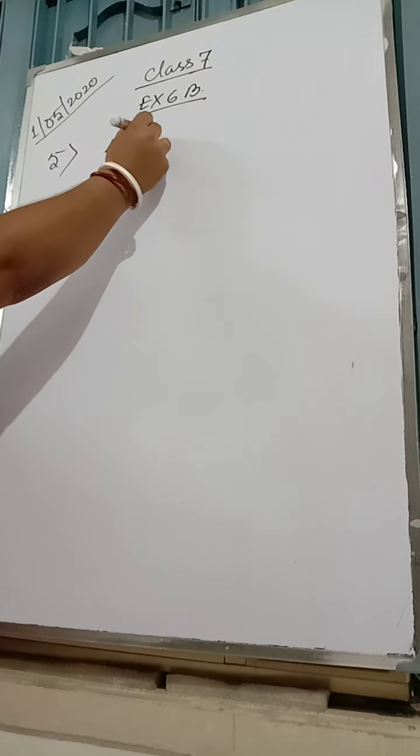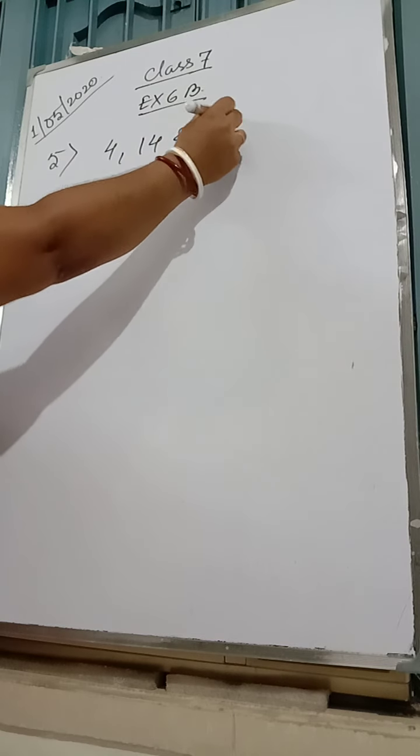Good morning, dears. Yesterday we completed up to question number 4, where we found the third proportion. Now here in question number 5, they have asked you to get the fourth proportion to the given numbers. The numbers are 4, 14 and 38.